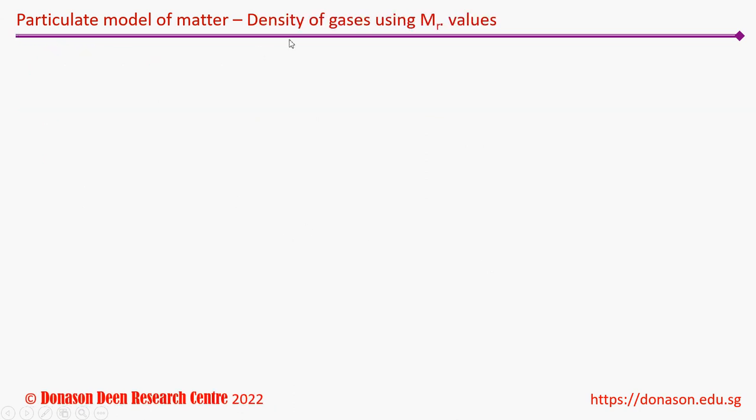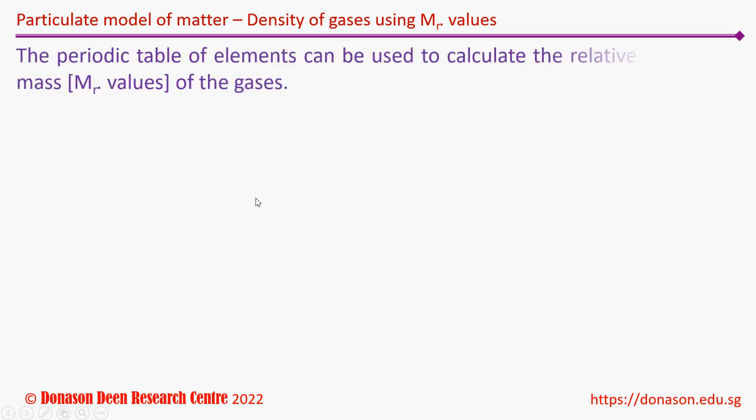Next, we'll look at how to determine the density of gases using MR values. MR value is a short form for relative molecular mass, where we compare the molecular mass of a particular gas with respect to carbon 12. That's why the word relative molecular mass, which we'll look at in much more detail when we look at the topic on moles.